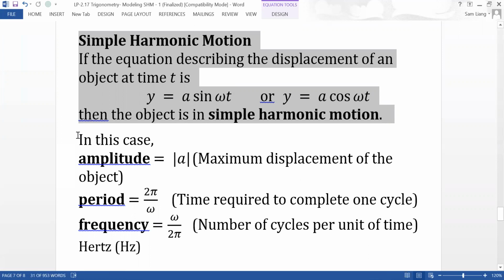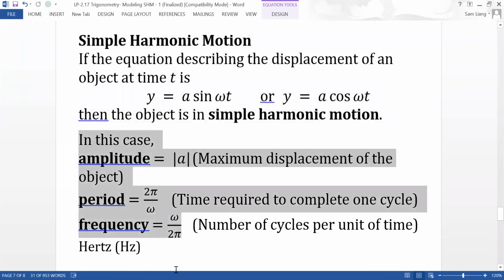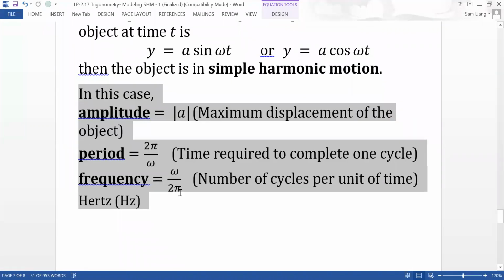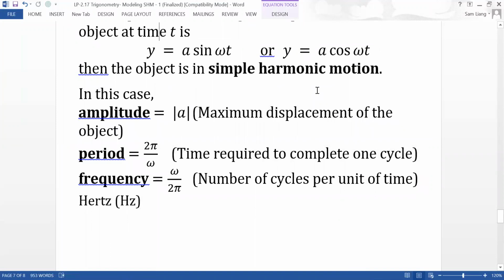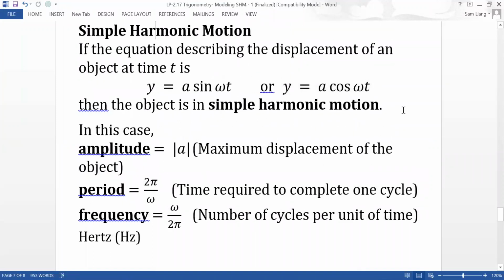Okay. All right. Can someone read the second part of the slide here? In this case, amplitude equals the absolute value of A, maximum displacement of the object, period, 2 pi over omega, time required to complete one cycle, and frequency equals omega over 2 pi, number of cycles per unit of time in hertz.